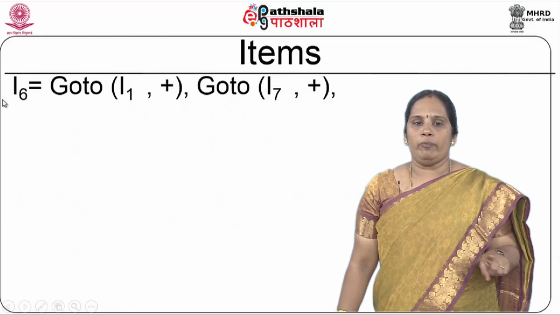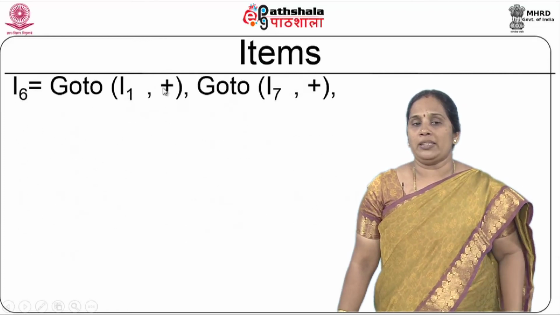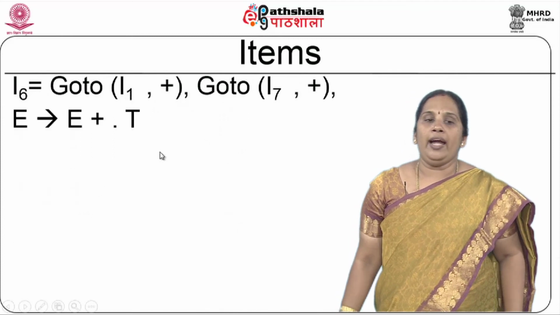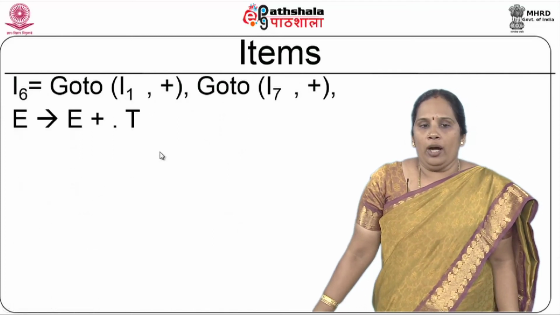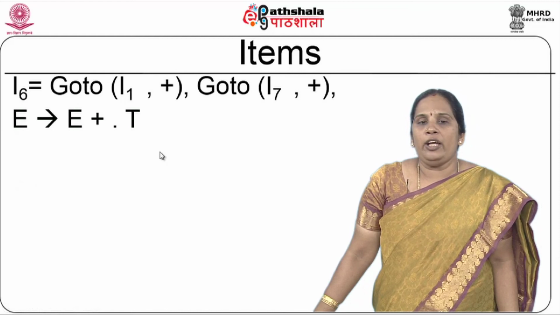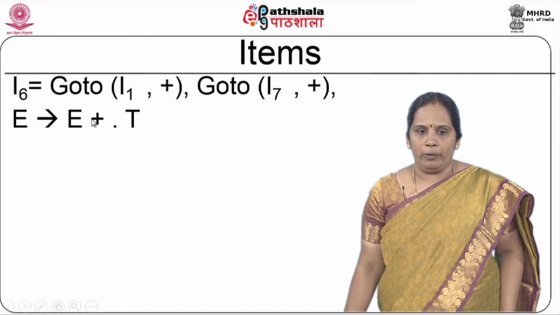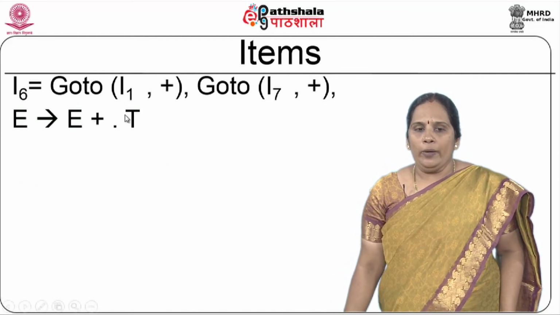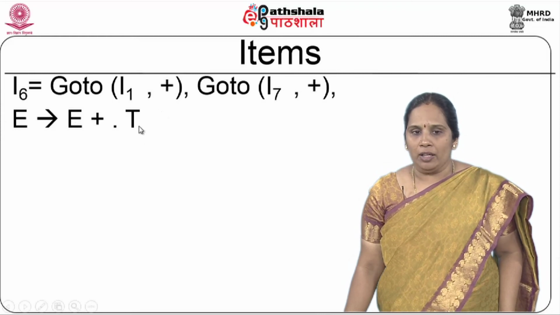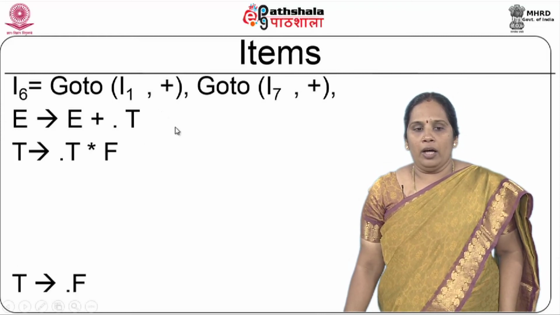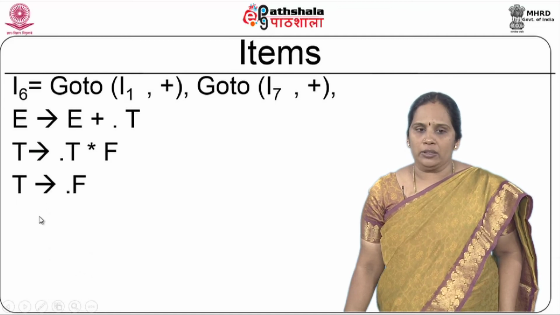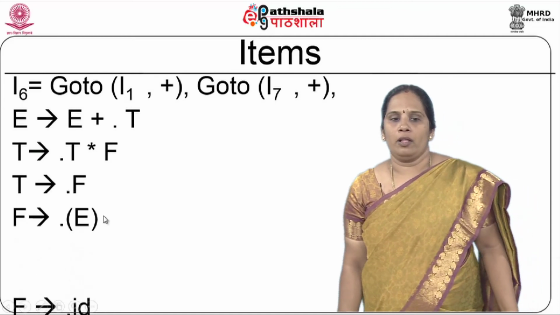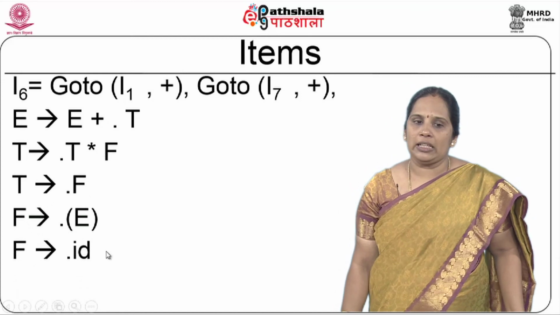So, I6 will be go to of I1 comma plus. Now, if you remember I1, it had E dash produces E dot and E produces E dot plus T. Now, I have shifted this dot by one position to the right and now I have a T. So, I have to add the productions of T. I have now an F, add the productions of F now. That is going to be your I6.